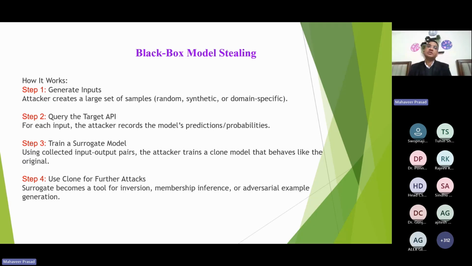How does black box model stealing work? These are the steps. Initially, generate some inputs. Attackers create a large set of samples. He can take any random or synthetic data. Then query the model's API. Then train a surrogate model and use that clone model for further attacks. Because now you have created a similar model, it is very easy for attackers to do model inversion, membership inference, or adversarial example generation.